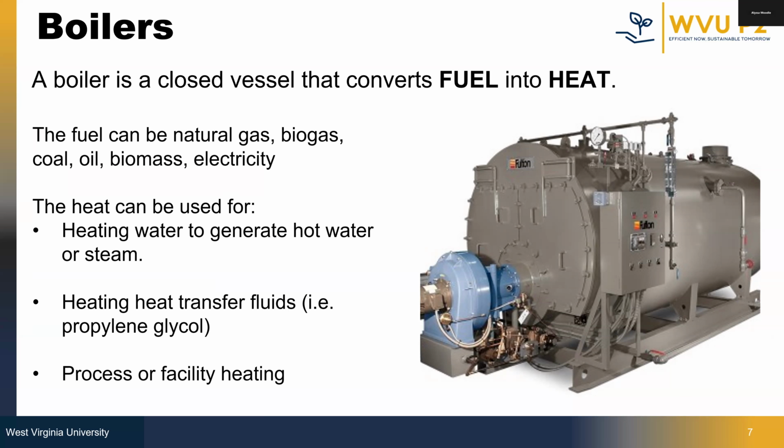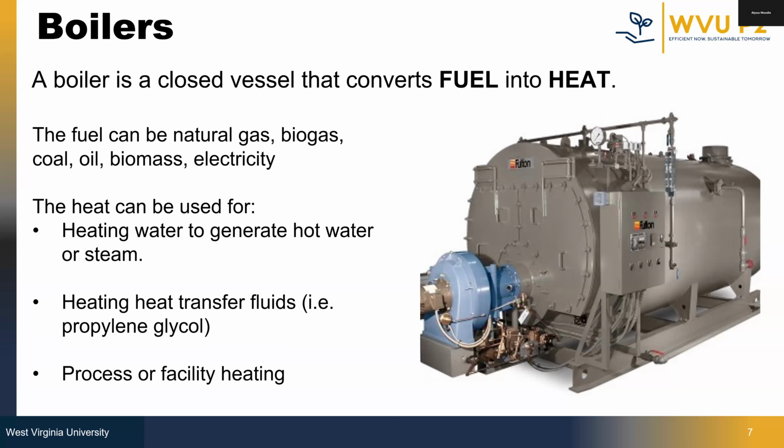A boiler can be used to heat water, to supply hot water or steam to the facility. A boiler can be used to heat up heat transfer fluids like propylene glycol or ethylene glycol for things like snowmelt systems, freeze protection, process heat, various other uses. A boiler can be used to heat the air for facility heating, process heating, and other heating purposes as well. So the overall design of the boiler would depend on these factors and others. So boilers can be very different from one another.